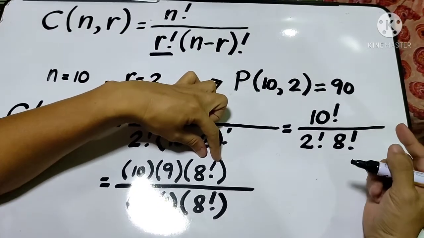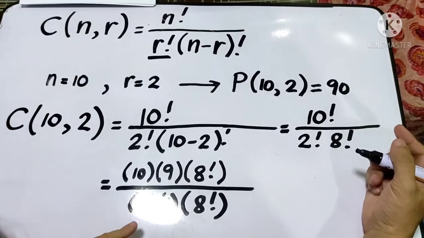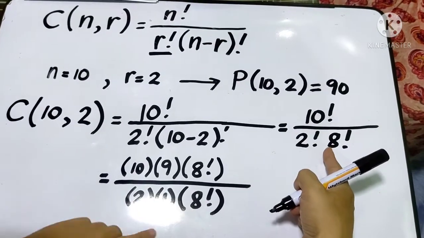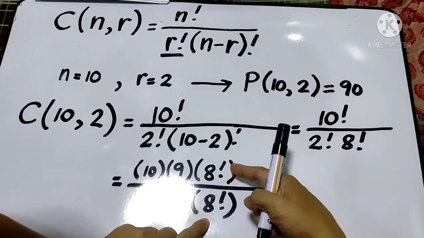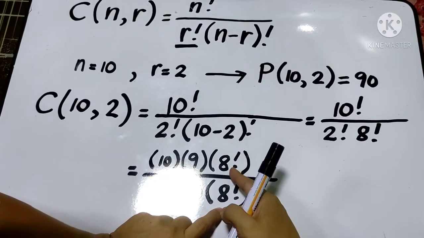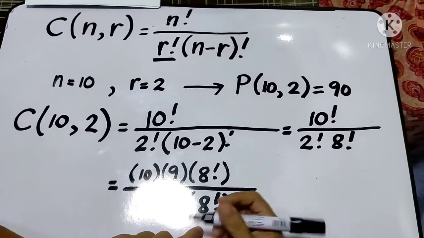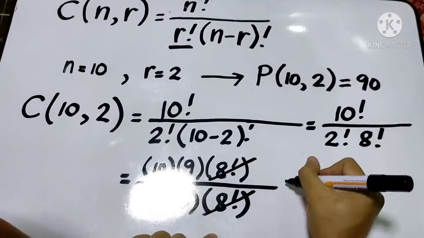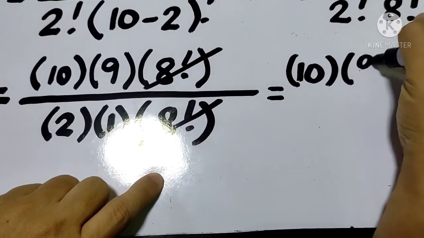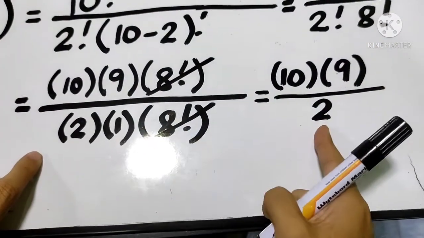Because that is the concept of factorial. You're going to multiply the given number by the numbers before it until you reach 1. But here, because we have 8 factorial in the denominator, we can stop here. Because they are the same anyway. If you're going to continue 8 factorial until 1 and you continue this until 1 also, it's the same. They will cancel. Okay? So you can have 10 times 9 over 2 times 1, which is 2.